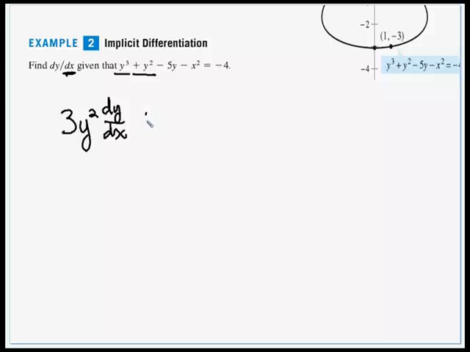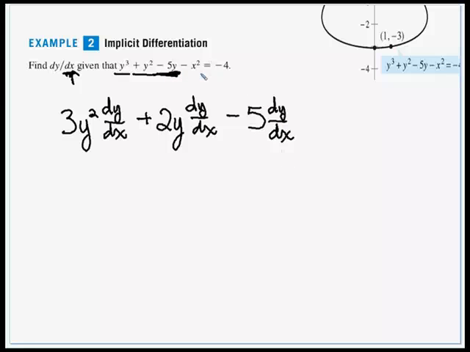Plus y squared, plus, again, y squared, the simple derivative of that would be 2y, and because we are deriving with respect to x, we create another dy/dx. Minus 5y, minus, well, the derivative of 5x would be 5, and then by the chain rule again, the derivative of that inner function, dy/dx.